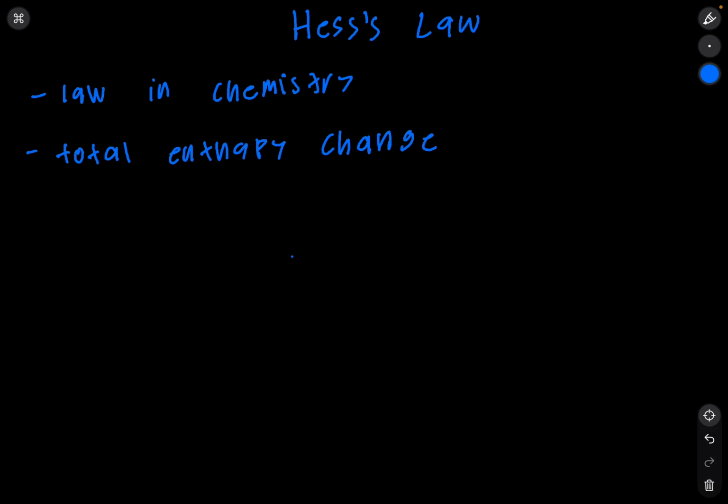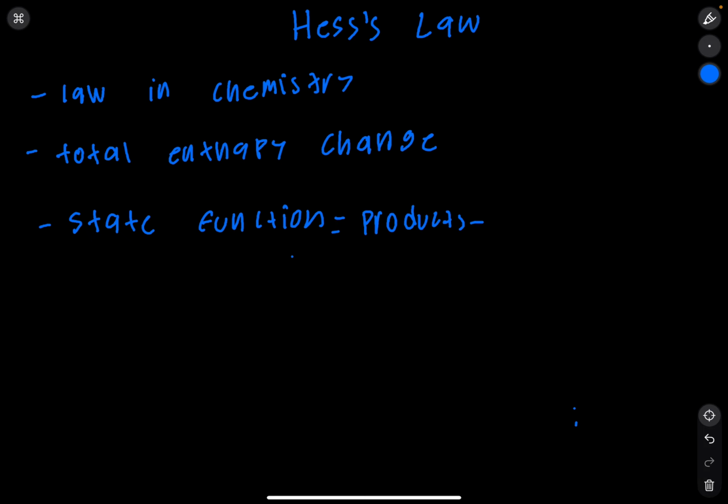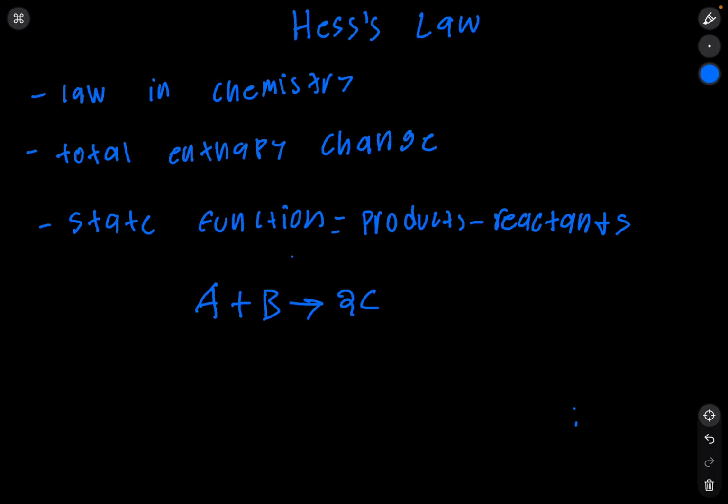Now, what exactly is Hess's law? Hess's law is a state function, which means that in order to find the total amount of change in enthalpy, what you could do is just do products minus reactants, and you'll see what I mean. So essentially, let's say we had A plus B, and then this turns into somehow 2C. And then let's say the total enthalpy change was 200 kilojoules.